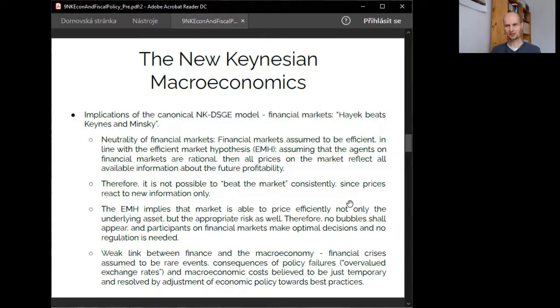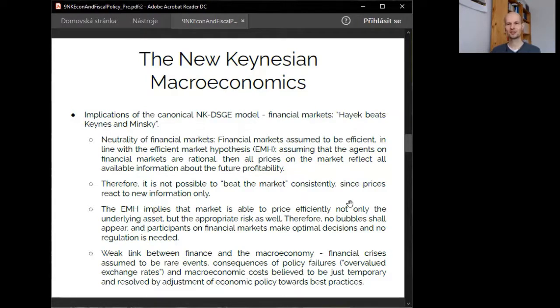Let me say also a few words about the role of financial markets and financial instability in the new Keynesian macroeconomic models, because the omission of a potential risk of financial instability is often considered as one of the main failures of the new Keynesian DSG models, because economists relying on those models were unable to predict the Great Recession starting in 2008. So, how is it with financial markets in Keynesian macroeconomics?